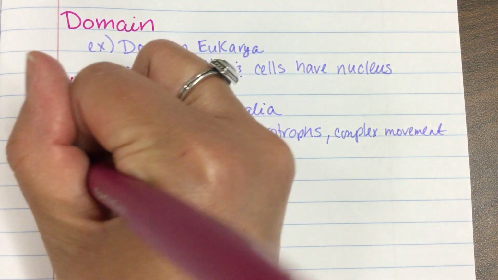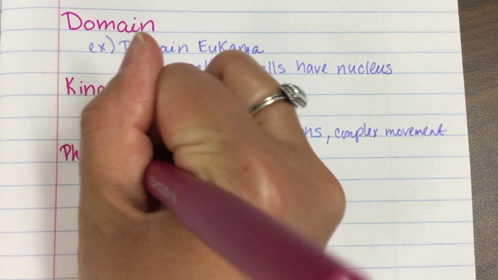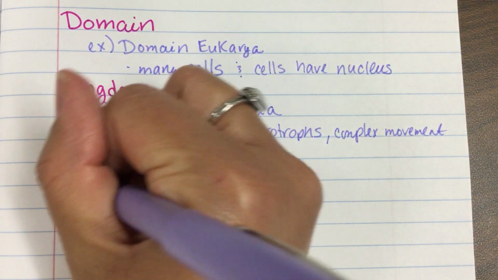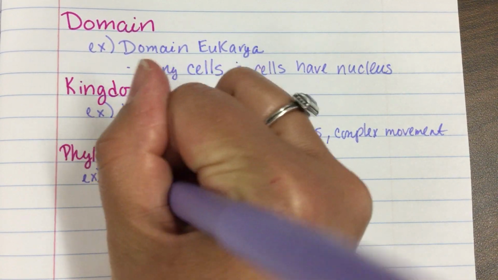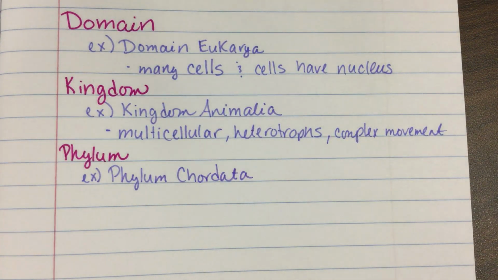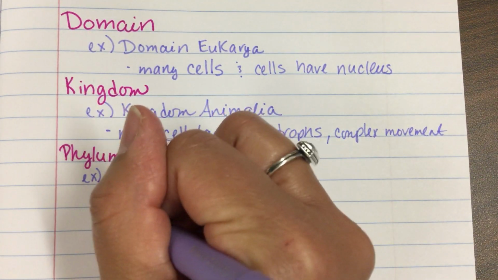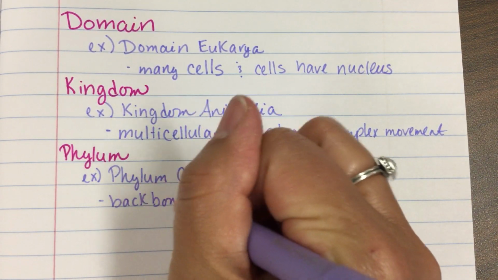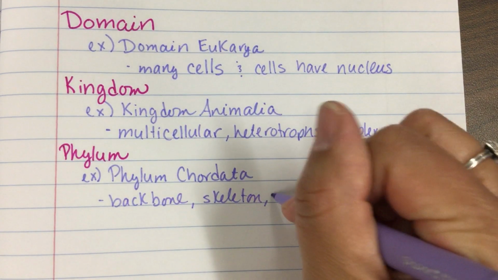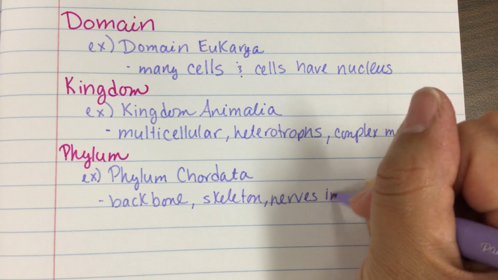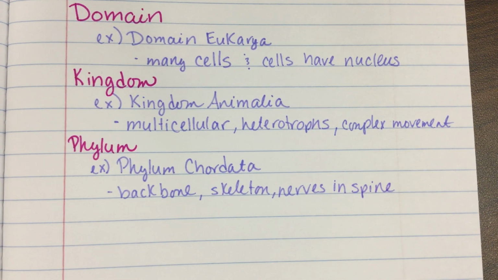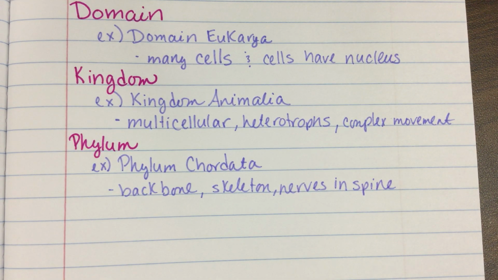My next one is going to be phylum. An example with phylum would be phylum Chordata. For those of you that don't know, chordata means a backbone. This is anything that has a skeleton or nerves in the spinal cord. So we have domain, kingdom, phylum. Let's get even smaller.